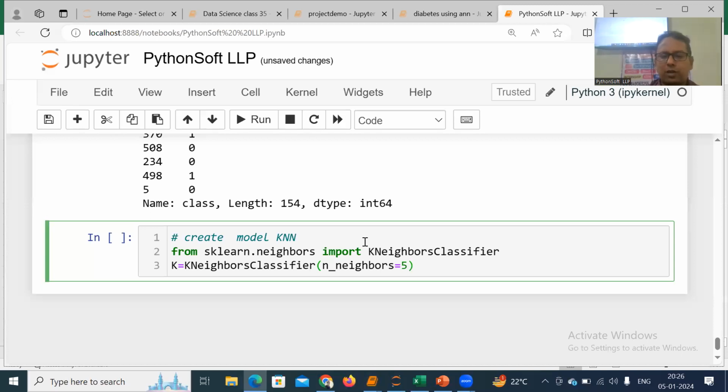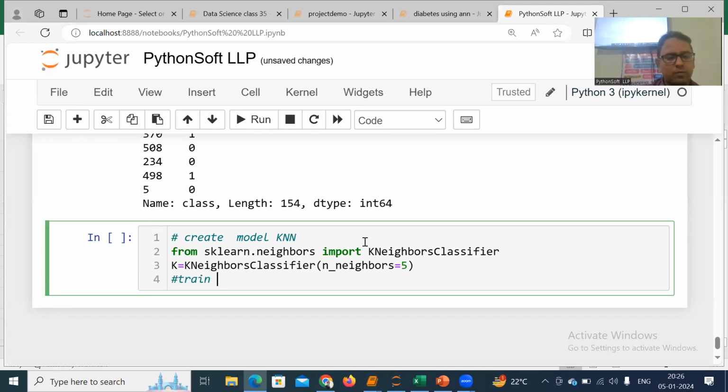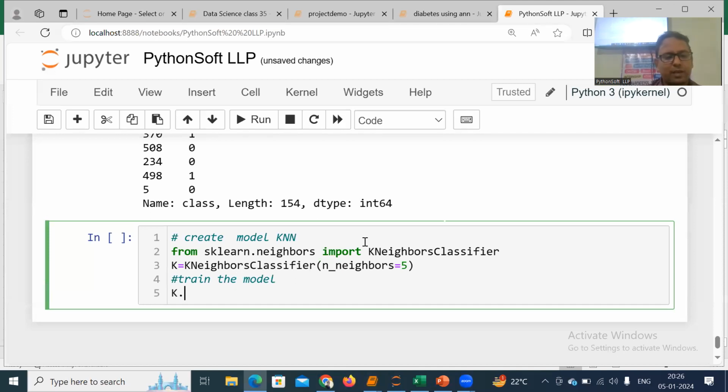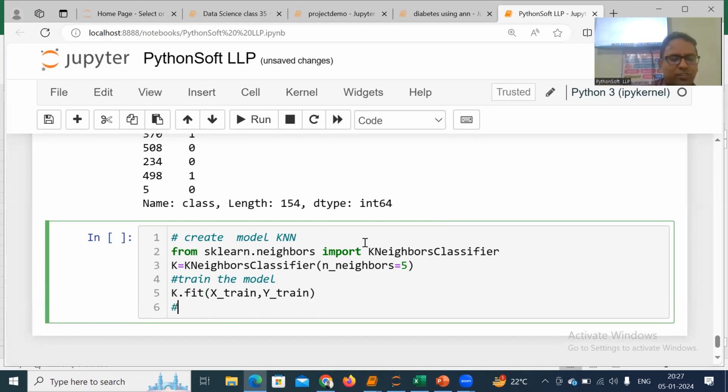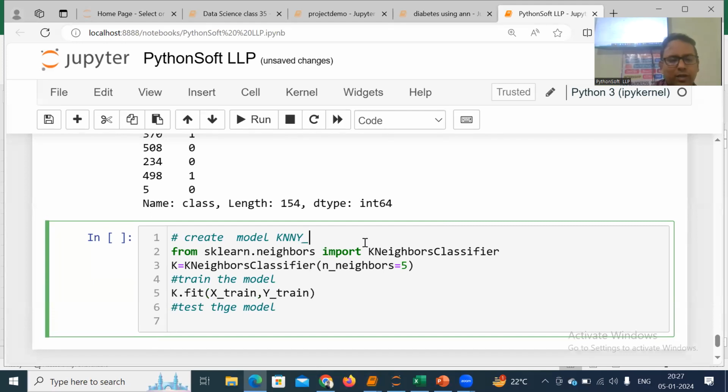Then I have to train the model. How to train the model? The model name is k dot fit, X train, comma, y train. From training on 80% data, I have trained the model. After training, you test the model. How to test the model? Y predicted, what is the predicted answer? y predicted equal to k dot predict X test. From the 20% data, I will test.